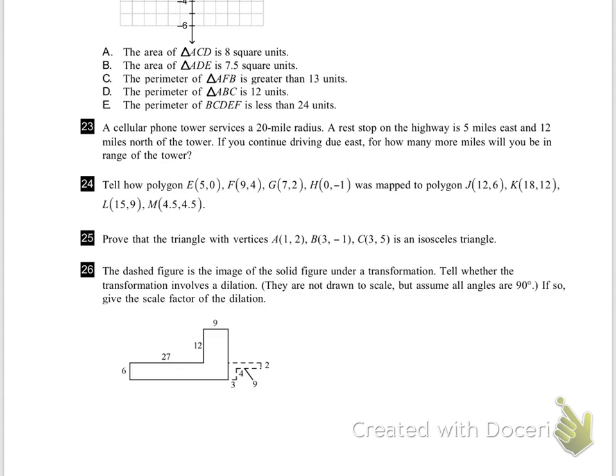All right, so let's go to the next problem, number 23. A cell phone tower services a 20-mile radius. A rest stop on the highway is 5 miles east and 12 miles north of the tower. If you continue driving due east, for how many more miles will you be in range of the tower? So let's draw this out. We definitely need a graph.